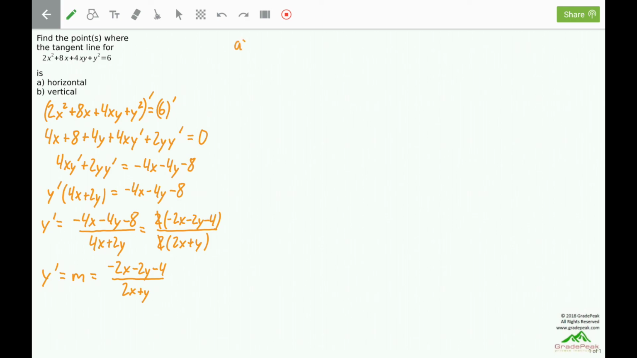For part A, we want to find where the tangent line will be horizontal. This happens when the slope, which is the derivative, is equal to 0. For the derivative to equal 0, we need the numerator down here to equal 0. So we have negative 2x minus 2y minus 4 equals 0.